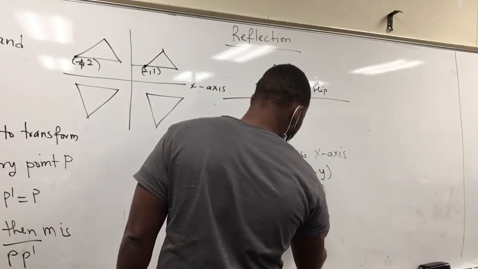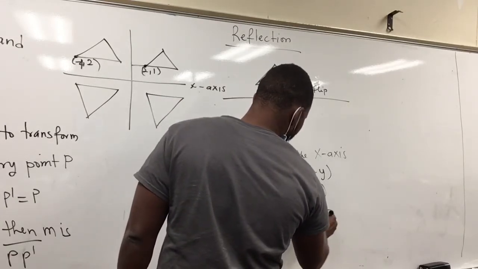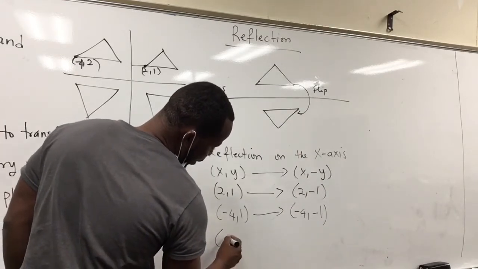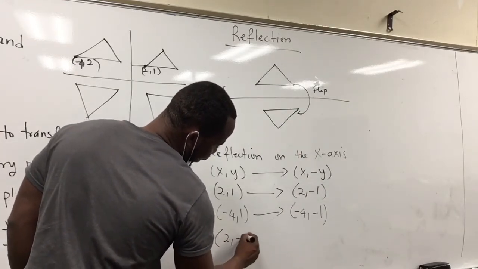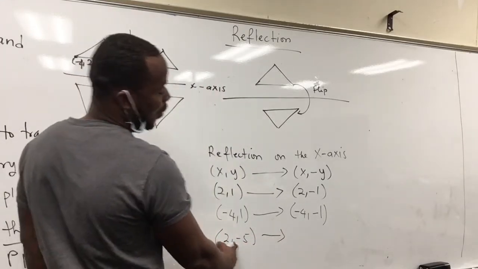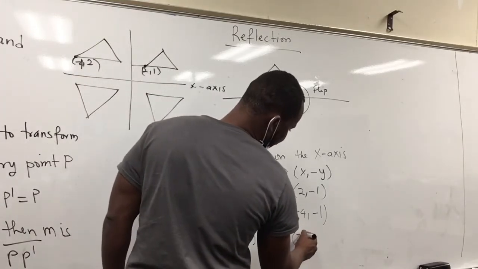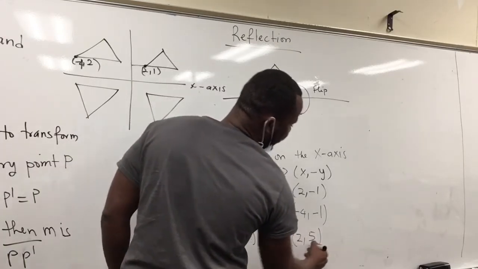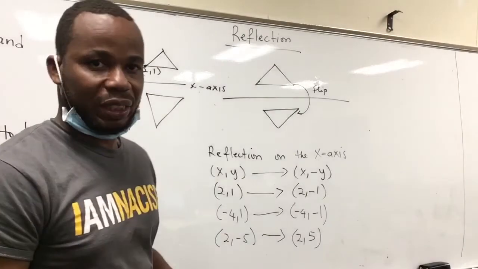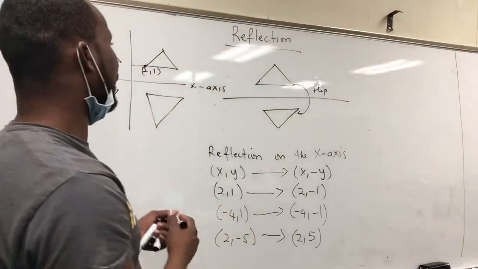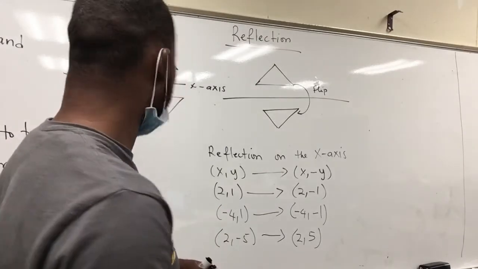Negative 4, negative 1. Okay. What about if it is already, this is 2, negative 5? Now this is where you have to be careful. This is already a negative number, so you just have to change the sign. This will be 2, positive 5. If it is negative, make it positive. And if it is positive, make it negative. Okay. So that is reflection on the y-axis.